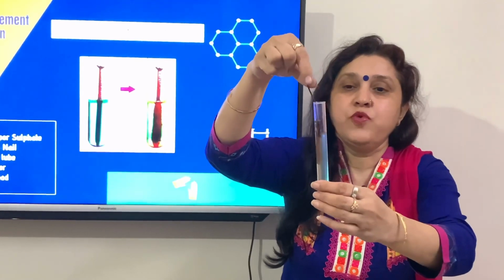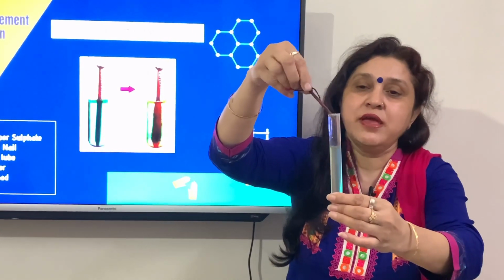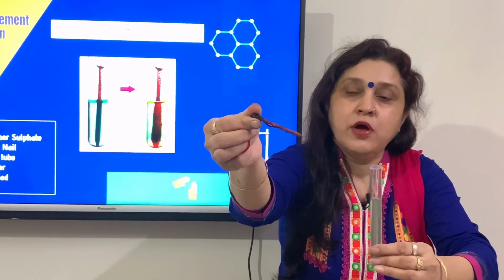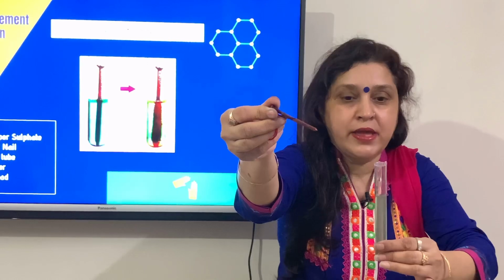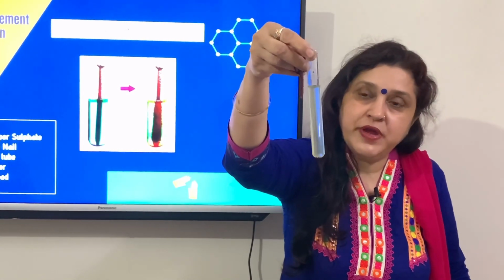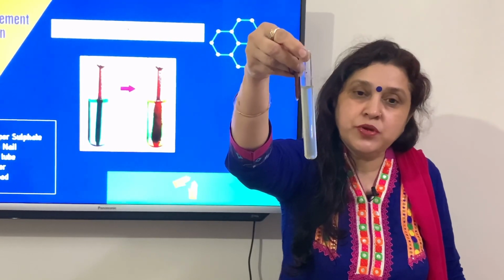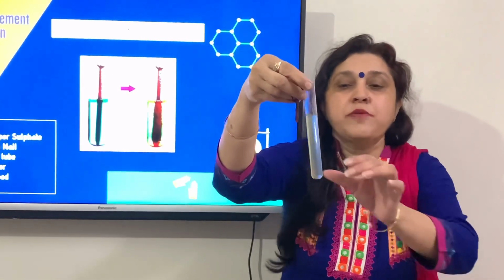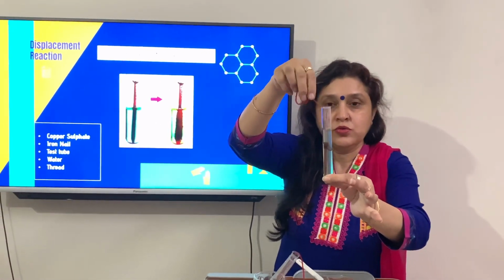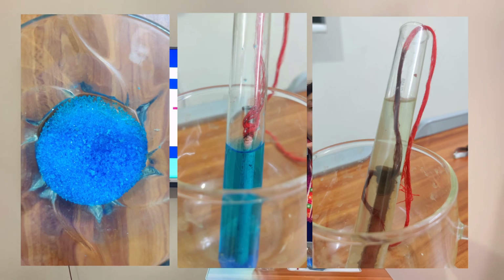After 20 minutes we will observe that, see this nail, there is a brown coating of copper on the iron nail. The color of the copper sulfate solution changes to green because there is formation of iron sulfate. So this is the experiment so that we can demonstrate a displacement reaction.